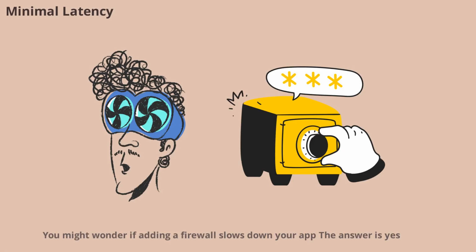You might wonder if adding a firewall slows down your app. The answer is yes, but the delay is minimal. Cloudflare's WAF operates at the edge, meaning filtering happens before traffic reaches your server. Processing is highly optimized, so the latency is negligible compared to the security benefits. Your users won't notice the difference, but attackers certainly will.